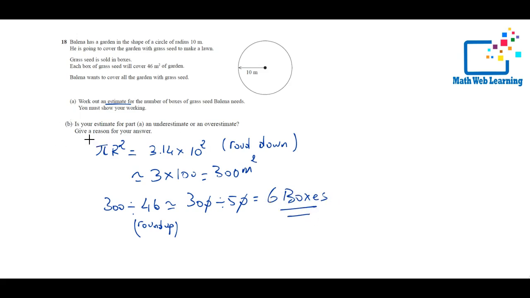Now, part B is our estimation, as in underestimate or overestimate. Let's have a look at it. So at the numerator, we rounded down, and the denominator, we rounded up. So surely when you divide by a bigger number, you get a smaller answer. So our answer is an underestimate. Did I say it correctly? Underestimate.